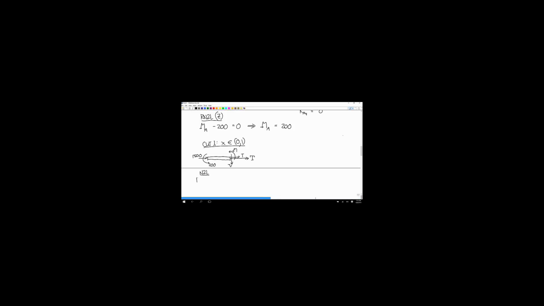So Newton's second law says 1500, 0, plus T, negative V, is equal to zeros. T is equal to negative 1500 and V is equal to 0.